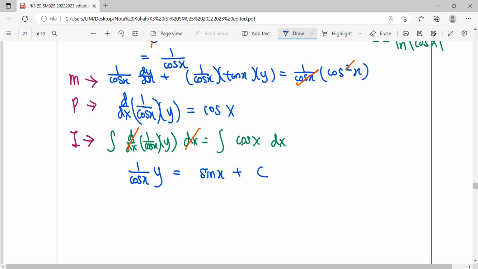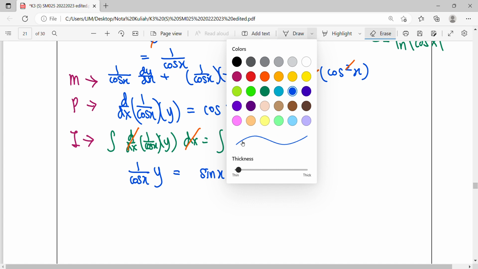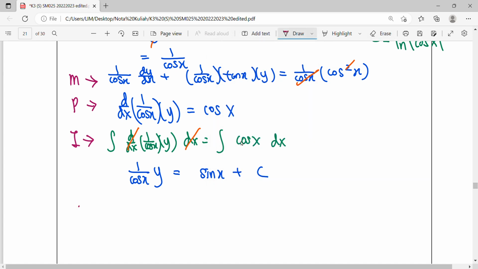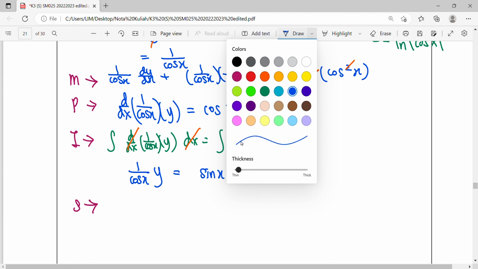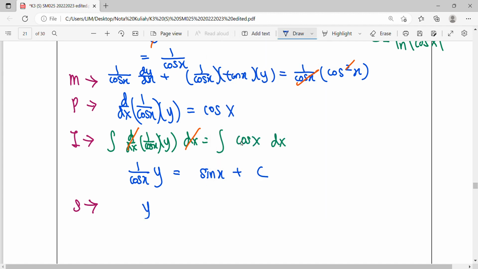Lastly, we simplify to our general solution. So y will equal, multiplying back by cos x, cos x sin x plus c times cos x. Remember, this c times cos x, a constant times a function, we cannot simplify as just c. Just leave it.